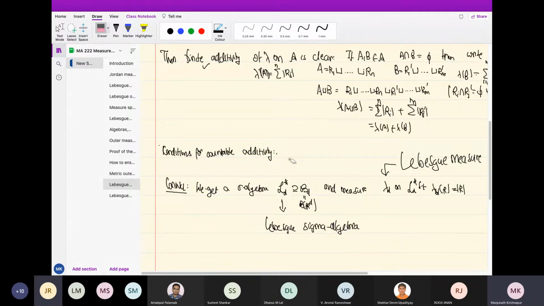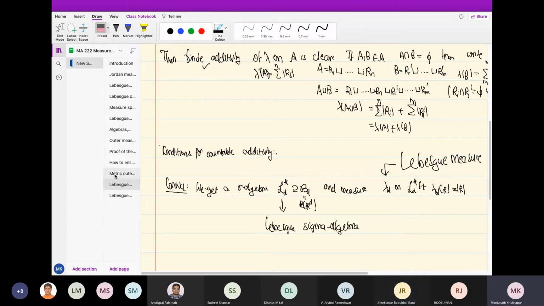Sir, can I ask one question? Yes. So, sir, this L_D star contains the Borel sigma algebra. That is not immediately clear, right? Because any open rectangle, I can write it as a countable or finite union of L-shaped rectangles. But how about any arbitrary open set in R^D?